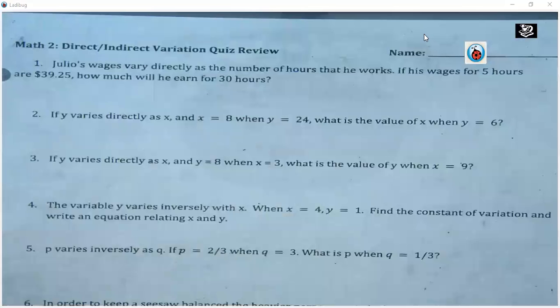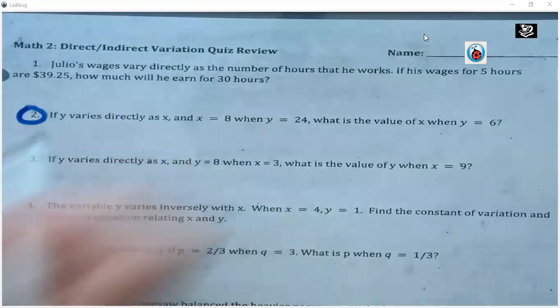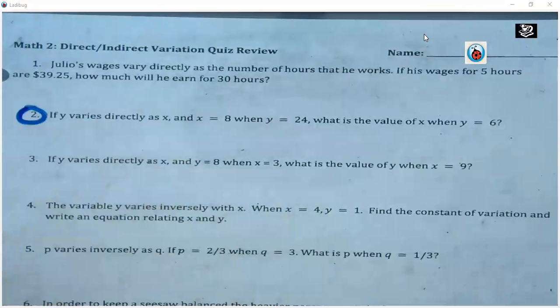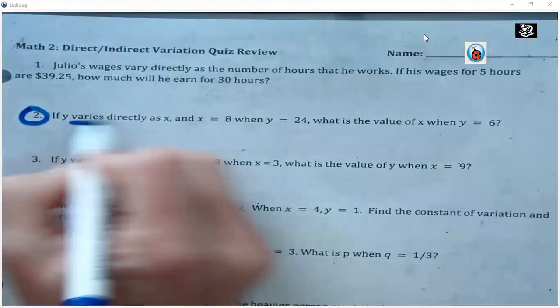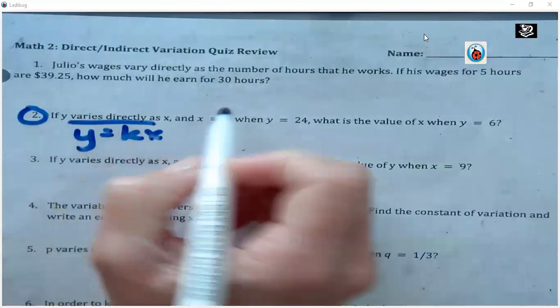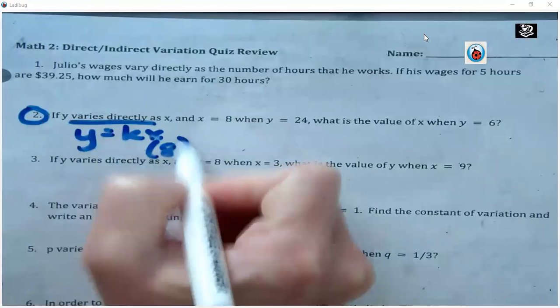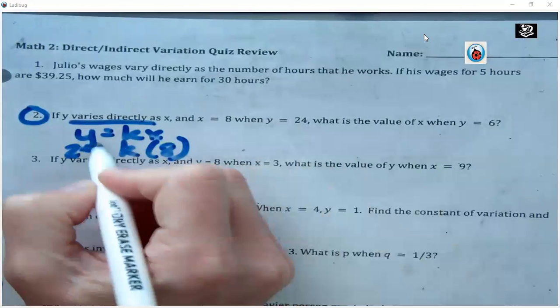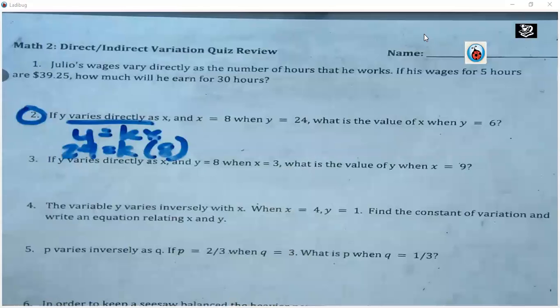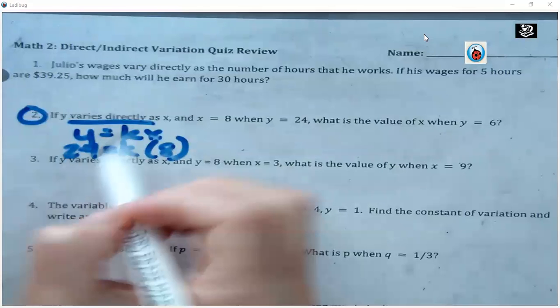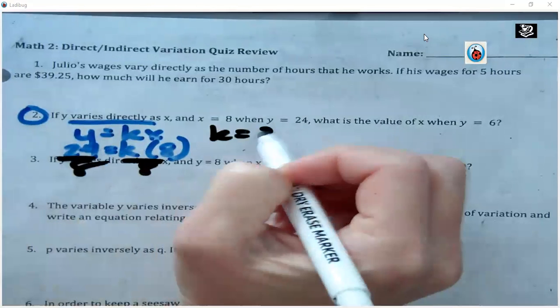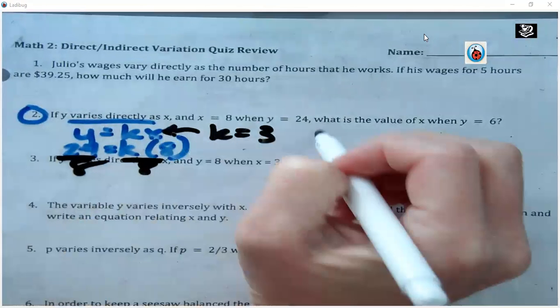Number 2, if y varies directly as x and x equals 8 when y equals 24, what is the value of x when y equals 6? What's important in number 2? Varies directly. Good. So y equals kx. We know x is 8 when y is 24. So what do I need to do next? Divide both sides by 8, and so k equals 3. So now I'm using the formula y equals 3x.